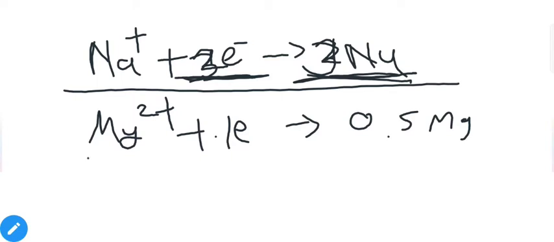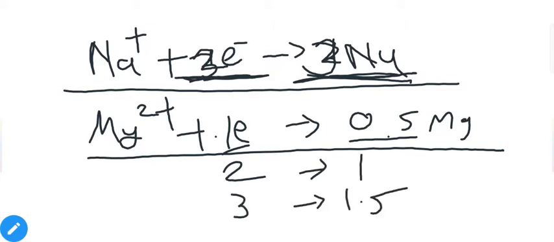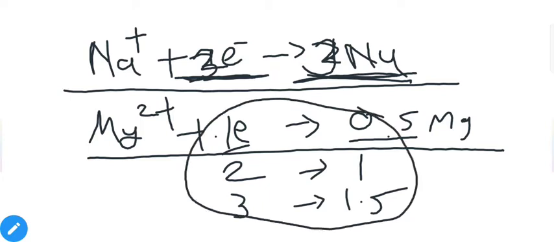The same thing can be obtained for the second reaction. For 1 mole you will get 0.5 moles, for 2 moles you will get 1 mole, for 3 moles you will get 1.5 moles of Mg metal. So again the same type of relation is observed. With an increasing amount of electrons or electricity, you will get more quantity of metals. If you decrease it, you will get less quantity of metal, and again they are in a direct proportional relation.